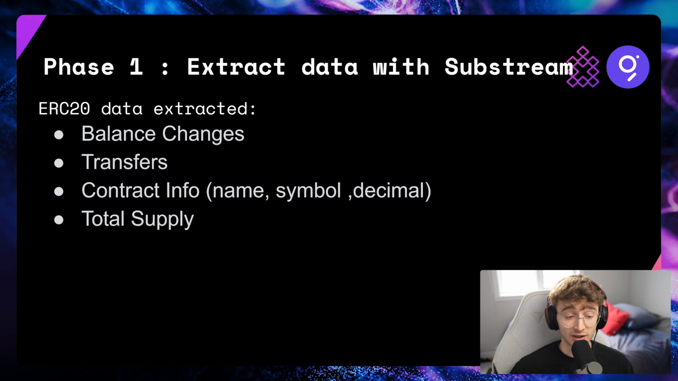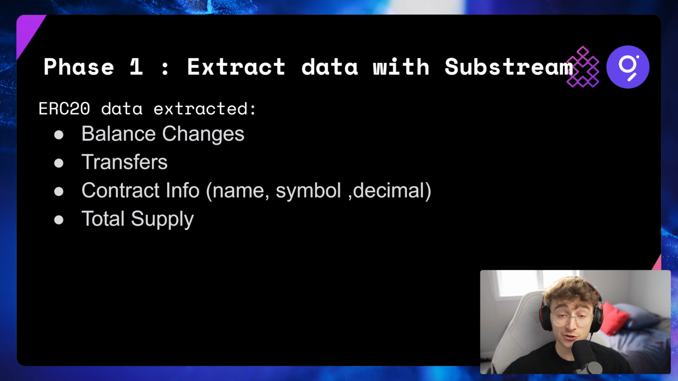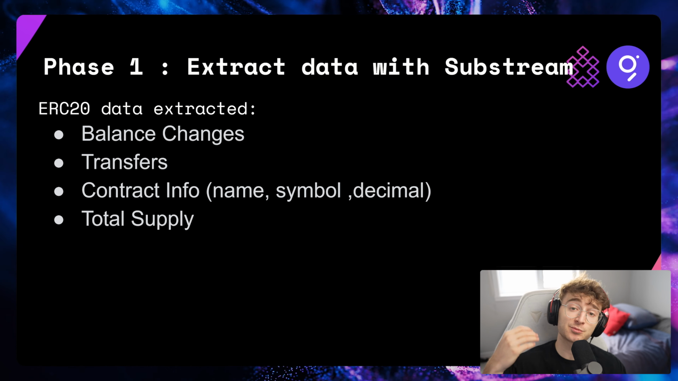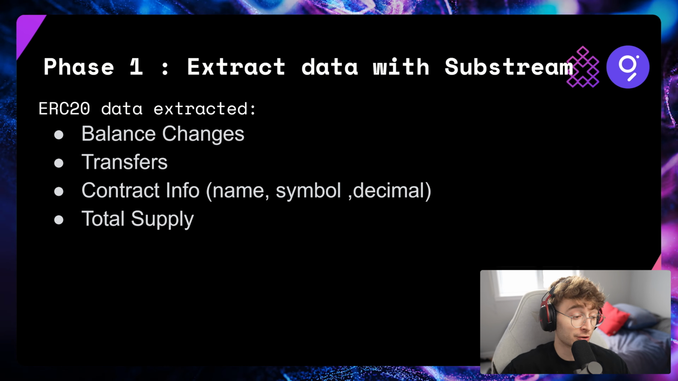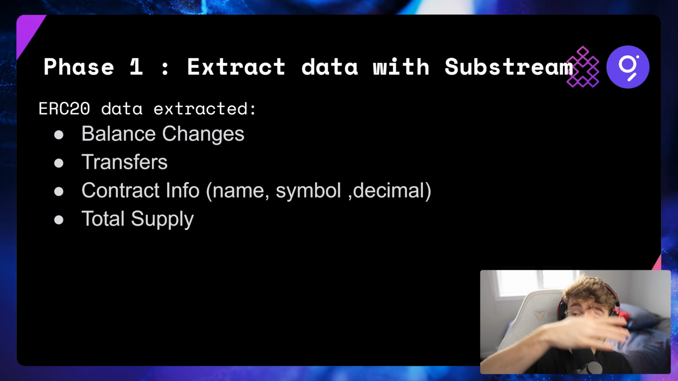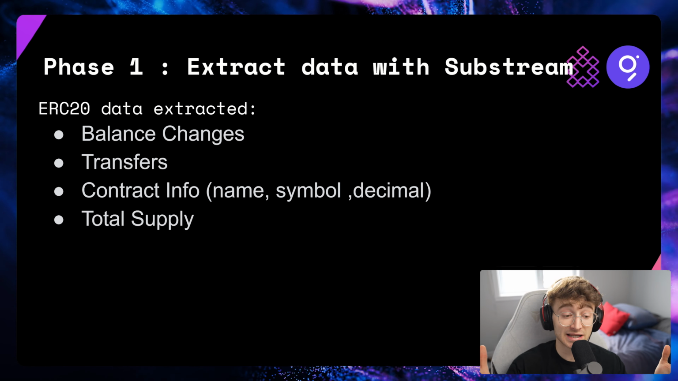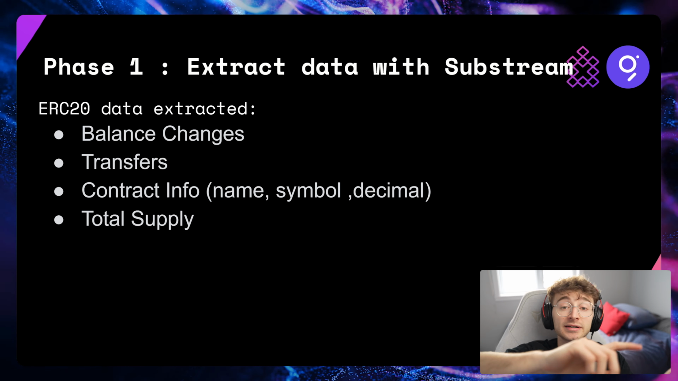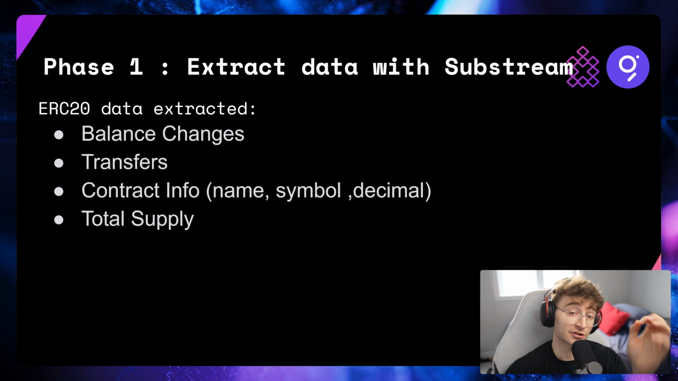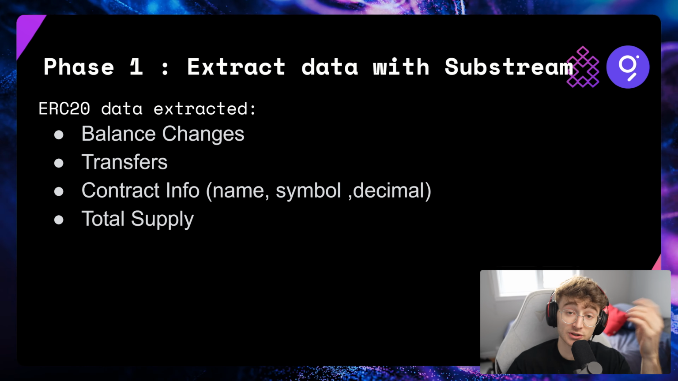Phase one is to extract the data, the first step to accomplish this goal. We're going to use Substreams. The data we're going to extract today is the balance change, that is basically the balance of an owner of a contract. All the transfers, so for example, this owner sent 20 USDC to this person. We're going to have contract info, with the name, the symbol, the decimals, so everything more related to the contract itself. And finally, the total supply. So what's the current supply of the contract? That's what we're going to extract today.